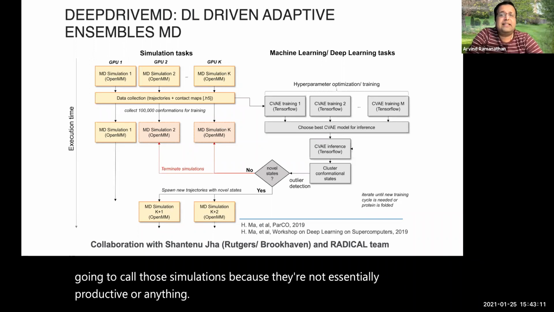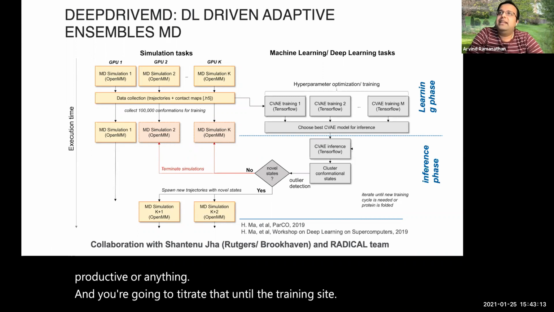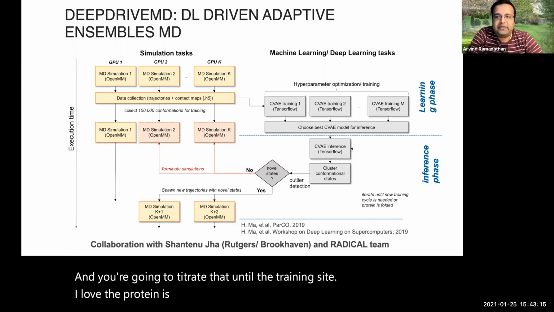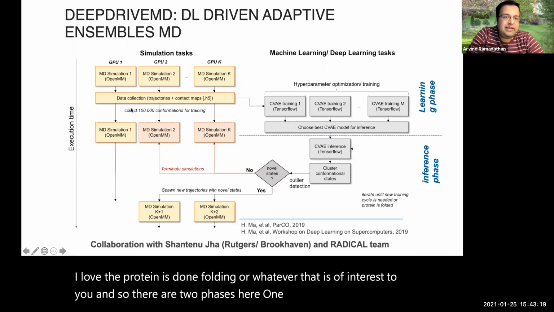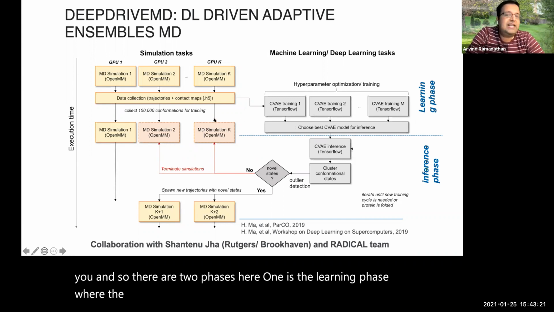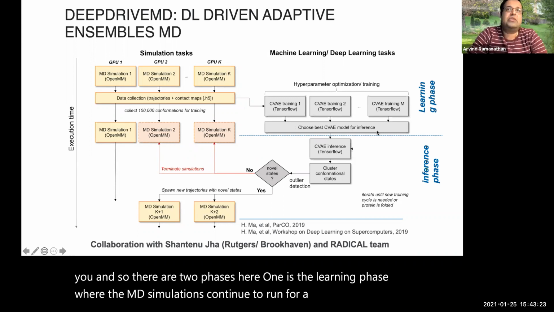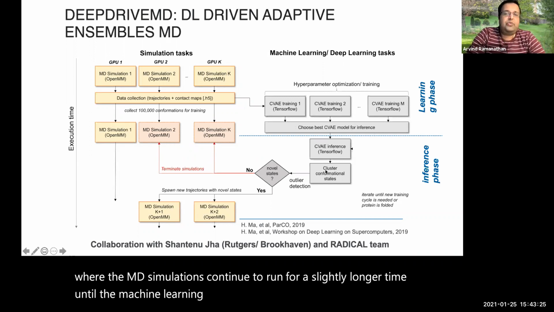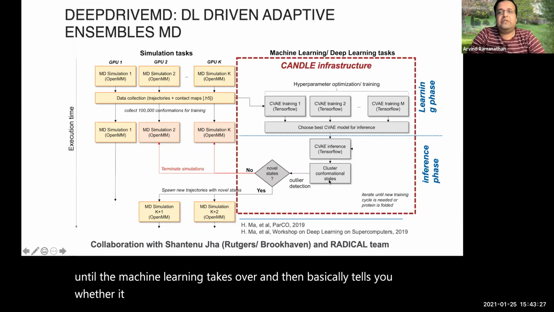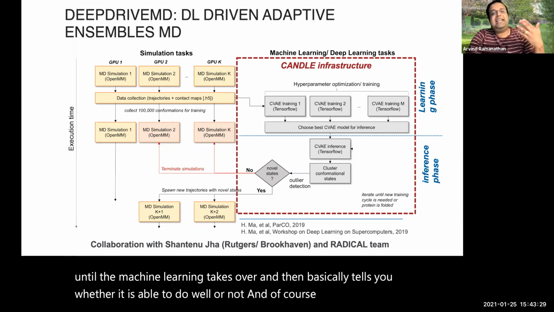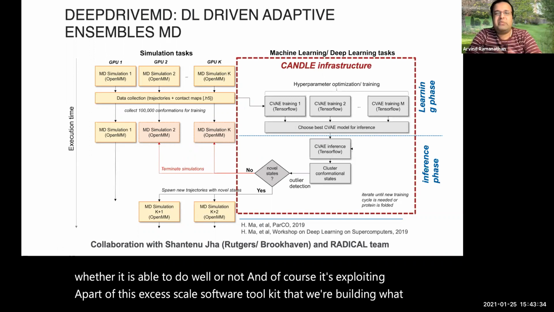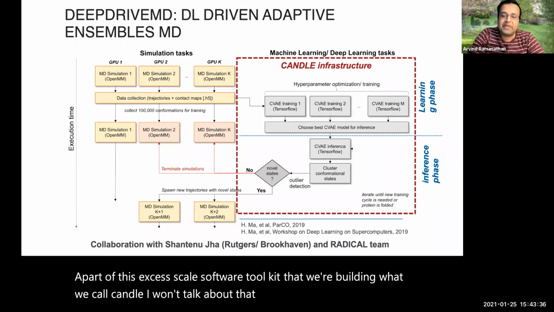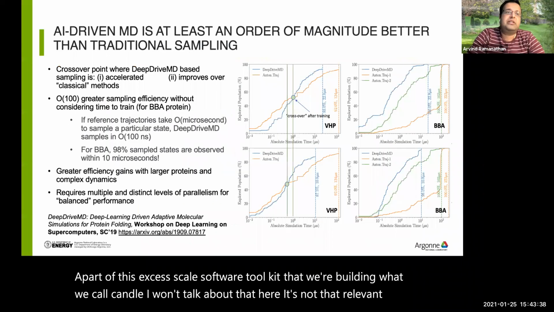You iterate that until the protein is done folding, or whatever is of interest to you. There are two phases here. One is the learning phase, where the MD simulations continue to run for a slightly longer time until the machine learning takes over and tells you whether it is able to do well or not. Of course, it exploits part of the exascale software toolkit that we are building, what we call CANDLE. I won't talk about that here. It's not that relevant. But the idea was to use this infrastructure.